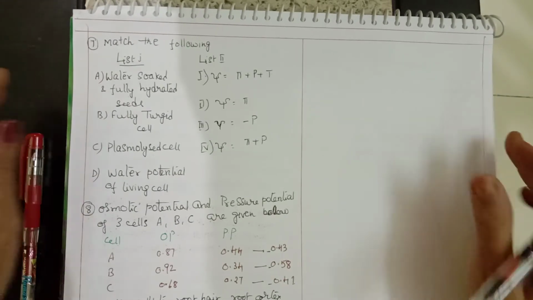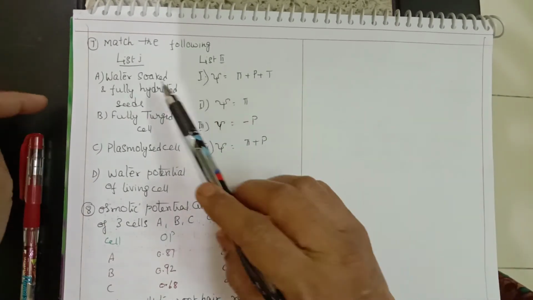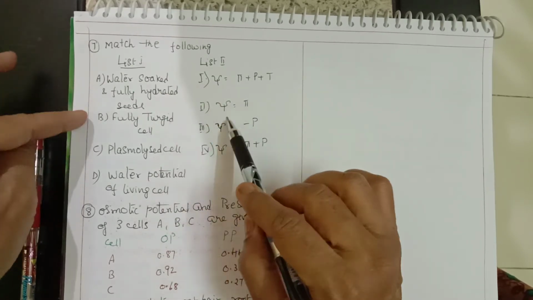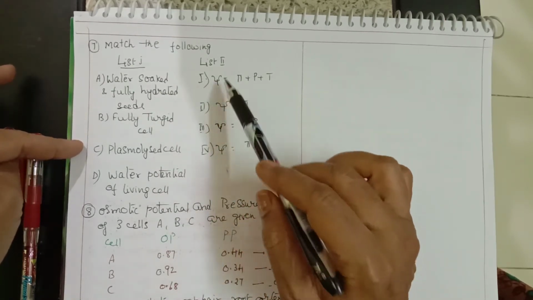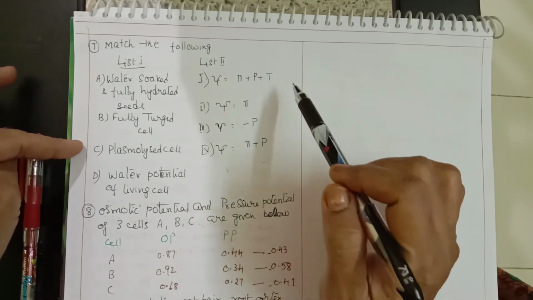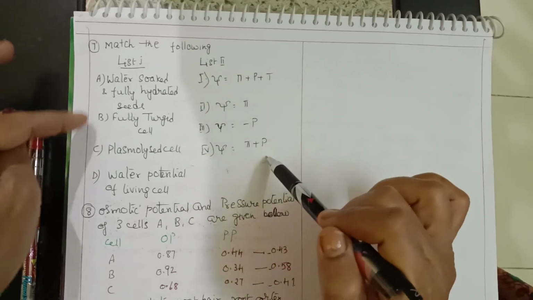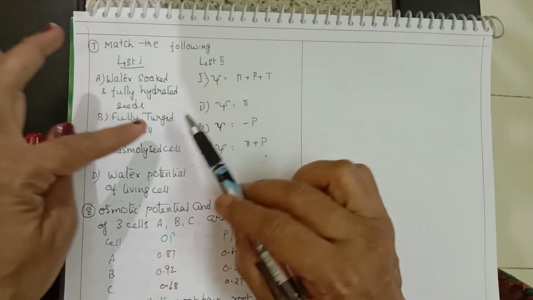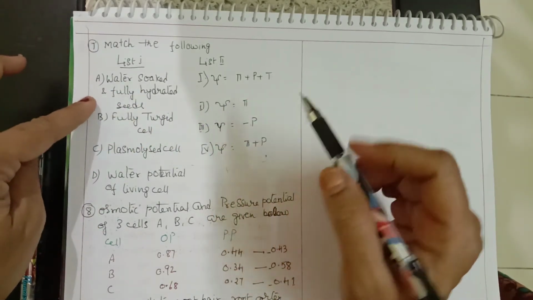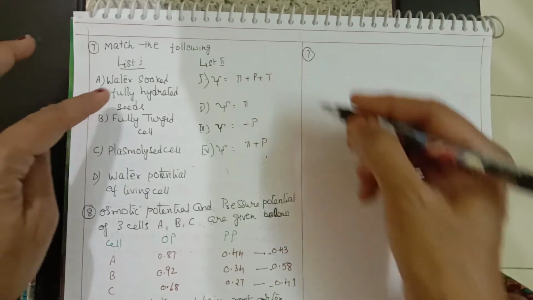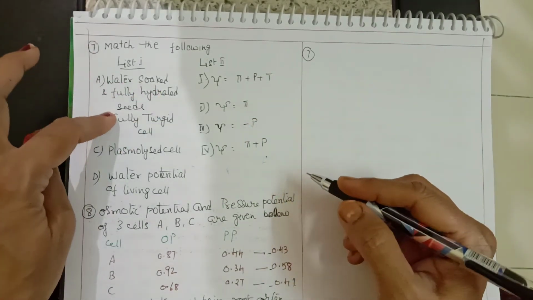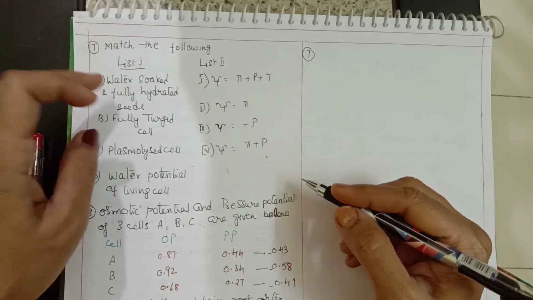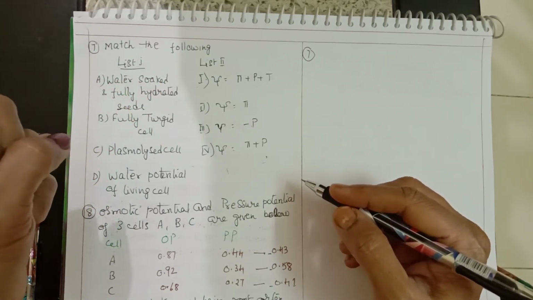In this question, you have to match these two columns with respect to their water potential values. In the second column, all the water potential expressions are given. In the first column, the condition of the cell is given. So you have to match these two. First, water soaked fully hydrated seeds, which means the seeds are absorbing water.